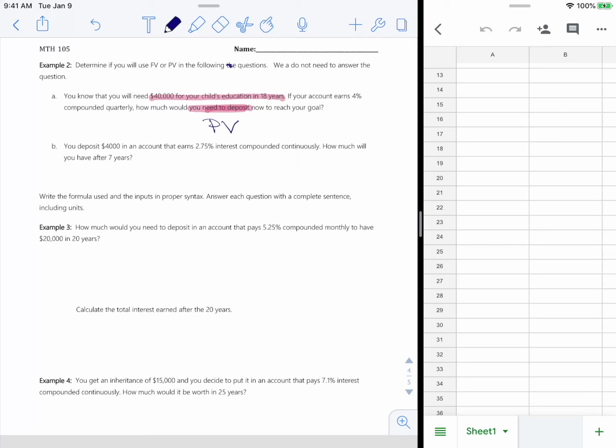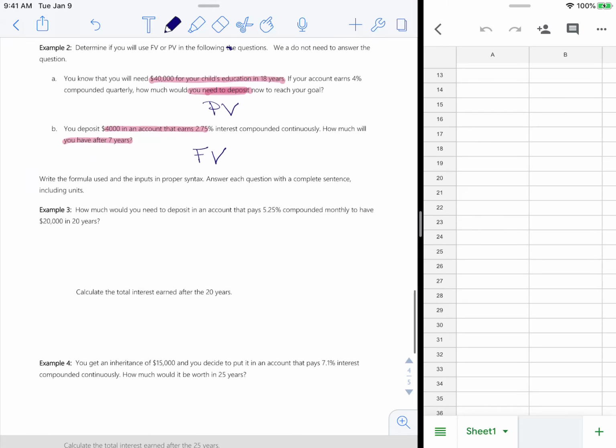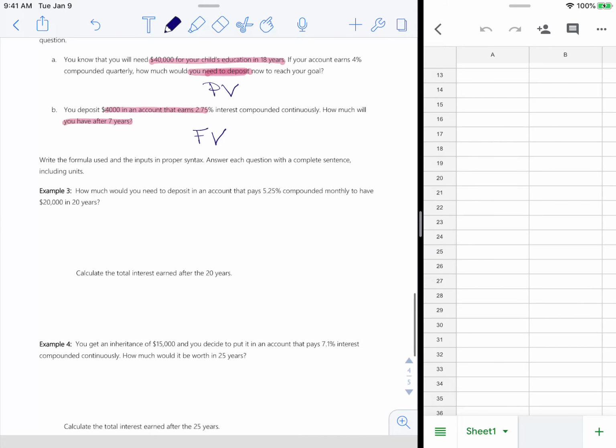Versus B says you deposit 4,000 in an account that earns 2.75% interest compounded continuously. How much will you have after 7 years? So I'm looking for what the future will have, so that's why it's FV. So hopefully that makes it a little bit more clear between the two, because you have to decide which function to use.